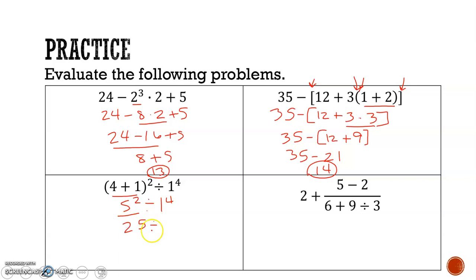So 25 divided by 1 to the 4th. Now I'm going to do this exponent. 1 to the 4th means 1 times 1 times 1 times 1. All those 1s still mean 1. And then 25 divided by 1 is 25.